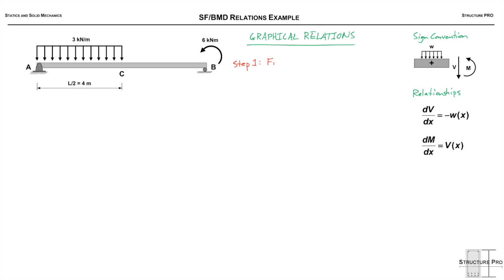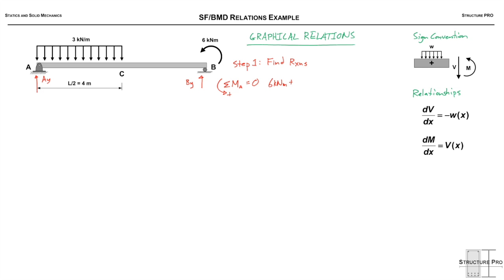So step one, as usual, let's start off by finding the reactions for what we're given here. So we're going to call those BY and AY. And first step, it's easiest to start off with summing all the moments, because that way you can actually get one of the reactions. So we're going to sum them about A, with counterclockwise being positive.